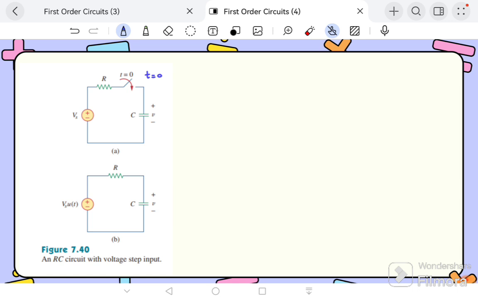Now for circuit B, we have here Vs u of t as a source voltage. Take note, Vs u of t is a step function. Now, why step function? From the previous topic, we know that u of t is a unit step function. We just multiply u of t by Vs. So, Vs u of t has the same behavior as u of t, but a different amplitude. For u of t, the amplitude is 1. For Vs u of t, the amplitude is Vs.